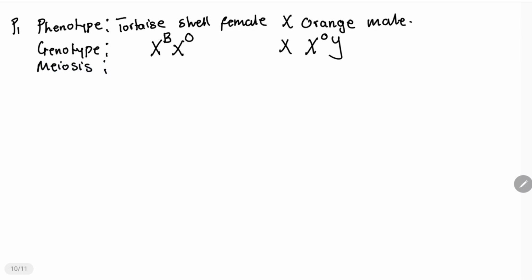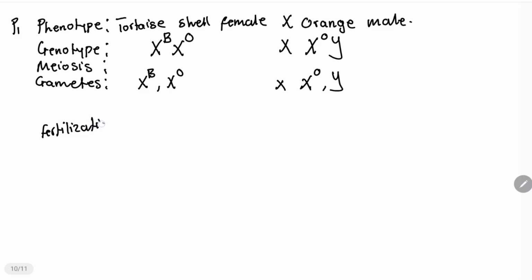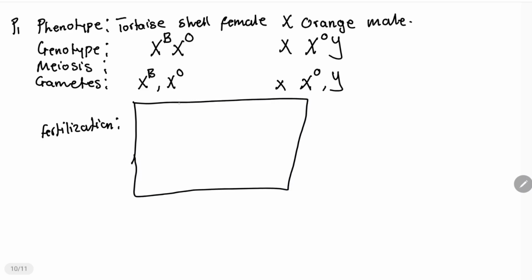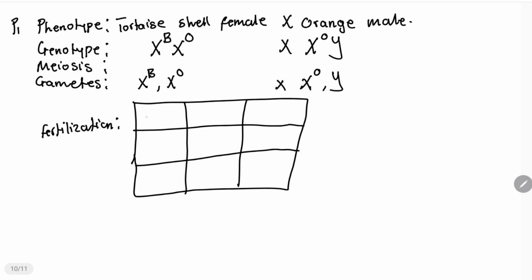Now comes meiosis, and we already know that in front of meiosis we do not write anything. So below meiosis now comes gametes. With gametes we simply separate the genotype by comma, so it is X^B, comma, X^O, crossed with X^O, comma, Y. Below gametes now comes fertilization. And let's show that by our Punnett square. Punnett square, 3 boxes sideways, 3 boxes downwards. Here we're going to write gametes.